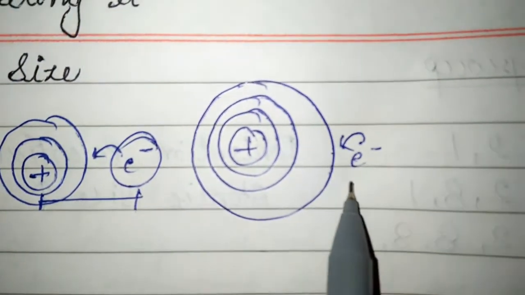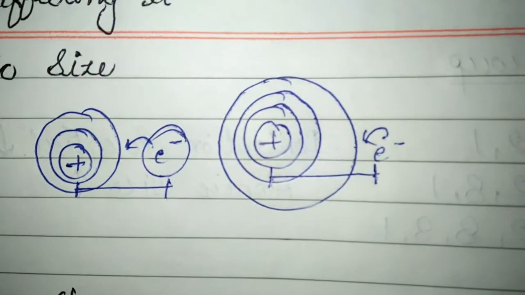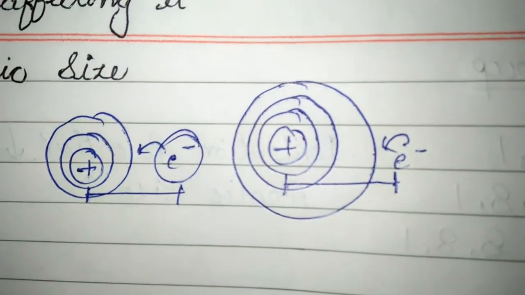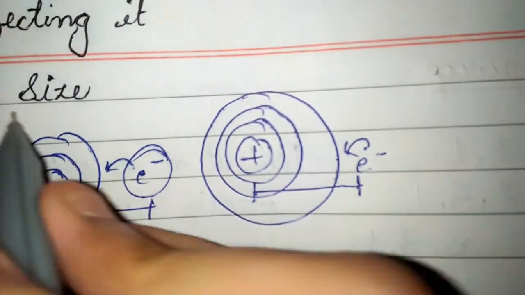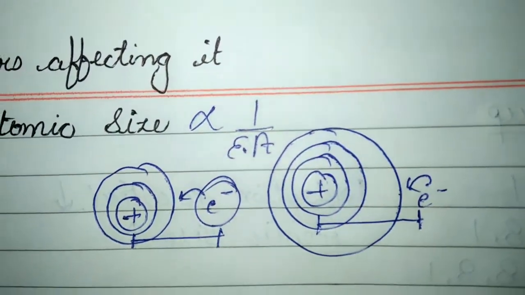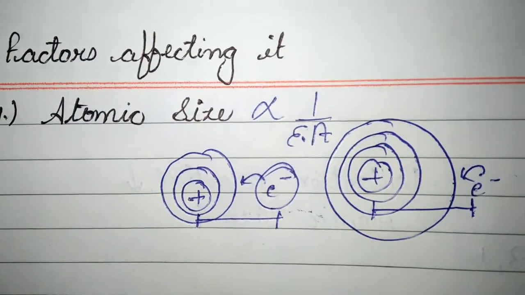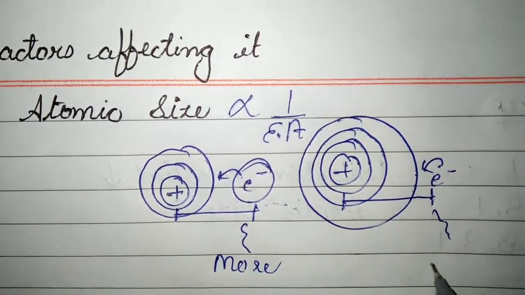But in this case, the distance is more, attraction is less. So the electron has to use its own energy to enter, and that's why less energy is released. So what we got from here is that atomic size is inversely proportional to electron affinity. Energy released is more here and less here.